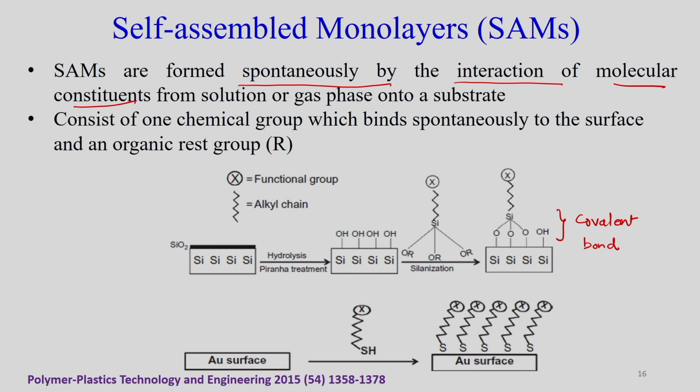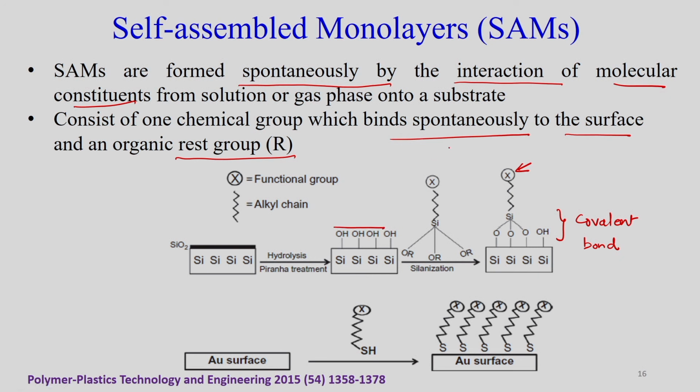So, here this surface modifying agent has two groups. One group binds spontaneously on the surface, and the other group, an X group or R group, decides the wettability or the hydrophobicity of the modified surface. So, here you have a silica surface or clean surface, we hydrolyze it, so you form the OH layer.